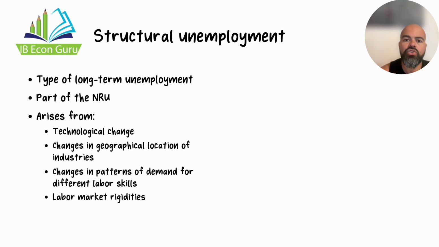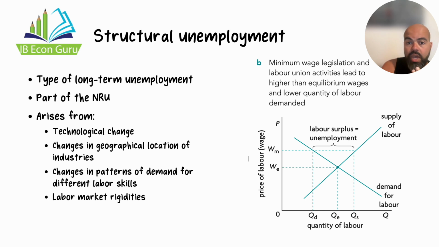Another thing that contributes to structural unemployment is another type of labor market rigidity, and this is a new classical argument against the minimum wage. So, minimum wage legislation and the activities of labor unions, okay, so minimum wage laws and labor union activities lead to higher than equilibrium wages. Okay, so this leads to a lower quantity of labor demanded. As you can see, if the market was allowed to reach equilibrium, the wage rate would be WE, that's the equilibrium wage rate, and there would be QE, quantity of workers employed.